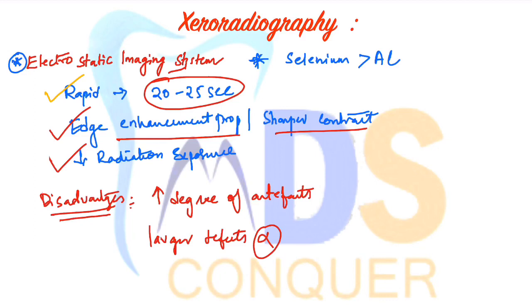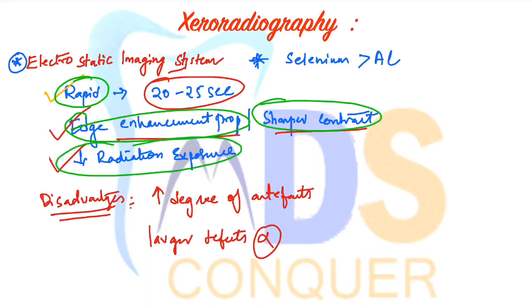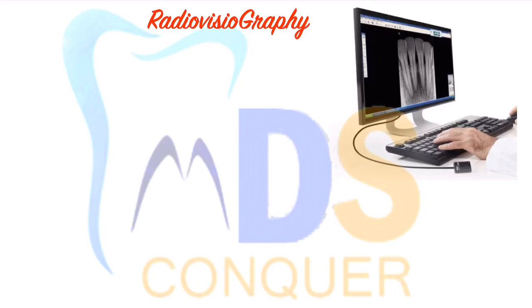So what are the advantages? The advantages are a rapid procedure, 20 to 25 seconds, the edge enhancement property, sharp contrast, and decreased radiation exposure. The disadvantages are a high degree of artifacts, and larger defects of bones cannot be clearly appreciated when you compare with a normal conventional radiograph. So that's about the zero radiography that you have to make a note.